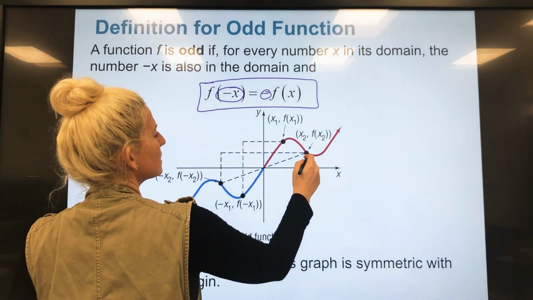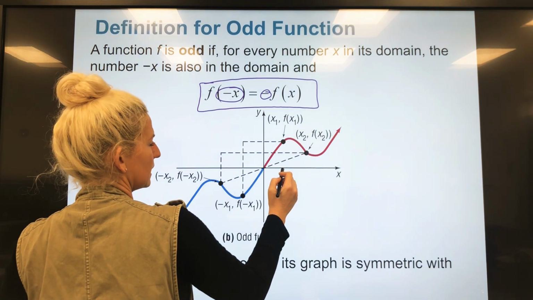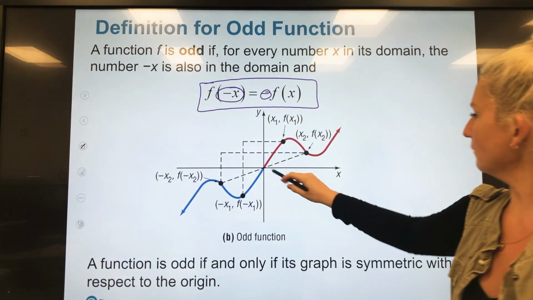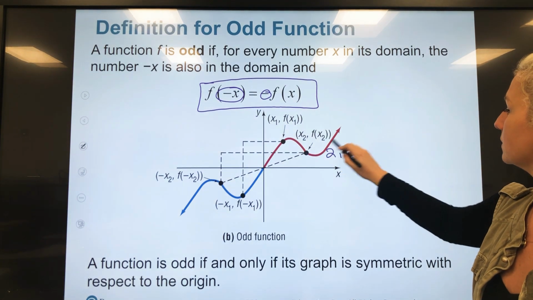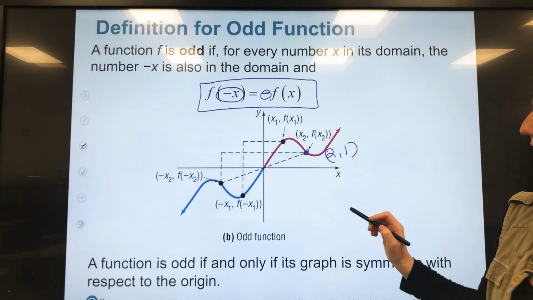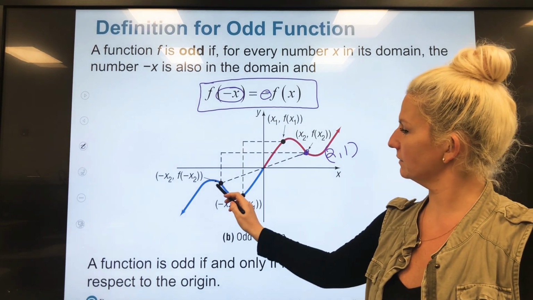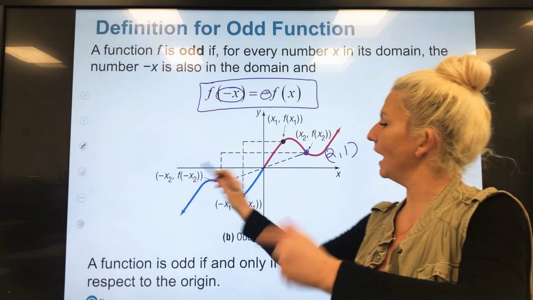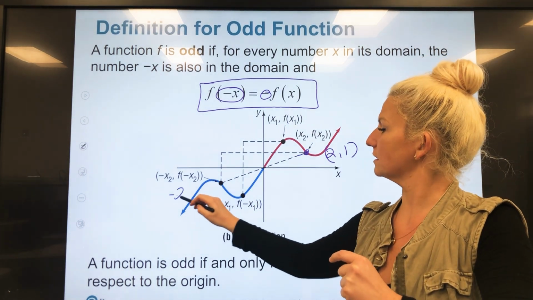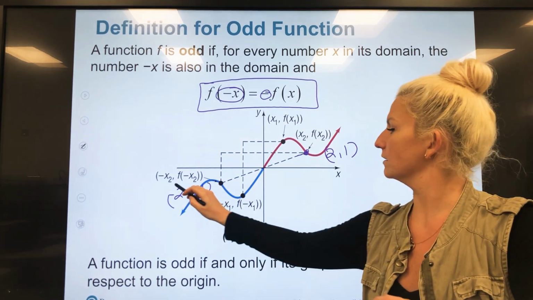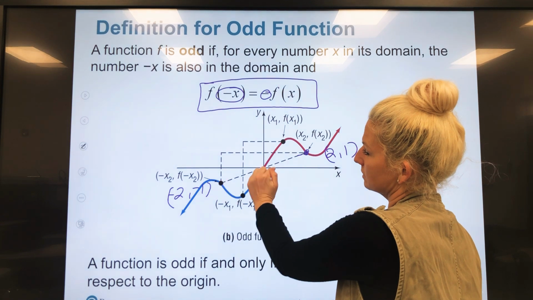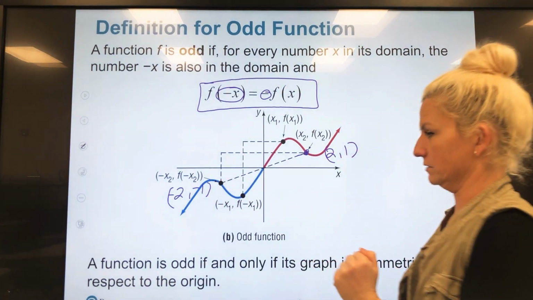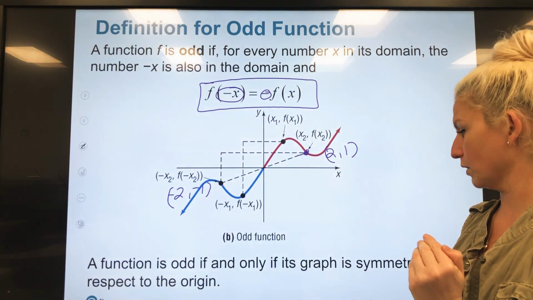Let's take this point here, okay? Let's say that this point is (2, 1). This point right here, okay? That means that there's another point down here that is going to be the opposite x and the opposite y. So if this is positive 2, positive 1, this one over here is going to be negative 2, negative 1. Okay, that's just an example of the coordinates.